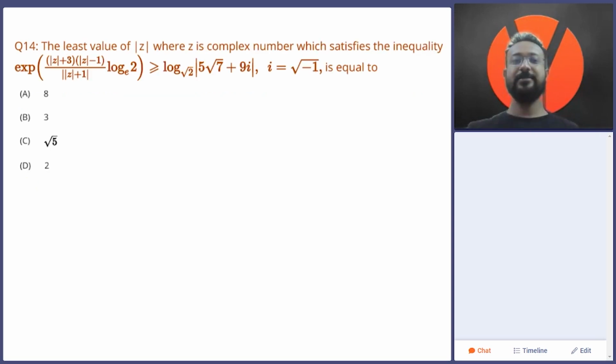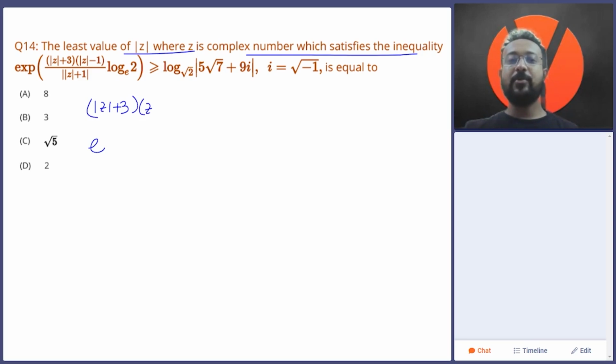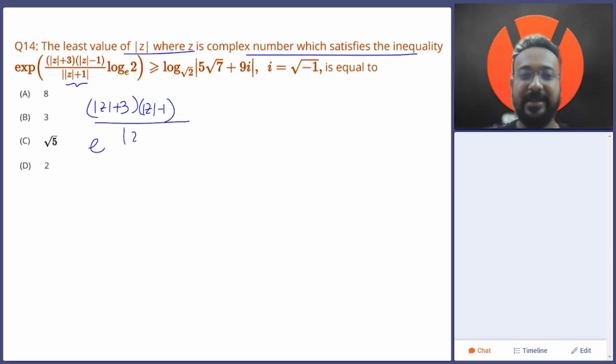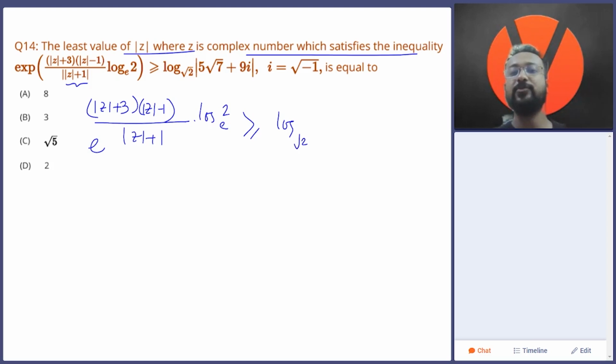Okay. Next question. Least value of mod z where the complex number satisfies this inequality. Very simple. Exponential means e to the power mod z plus 3 whole times mod z minus 1 whole divided by mod of mod z plus 1. There is no sense in putting mod again on mod z plus 1 because mod z plus 1 is anyway positive, a real number, so that will be exactly the same. Into log of 2 base e greater than or equal to log base root 2 of the mod of this. So mod of this I'm directly writing as 5 root 7 whole square plus 9 square, under root.